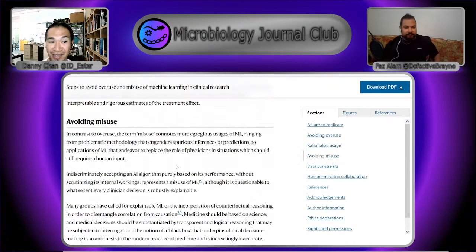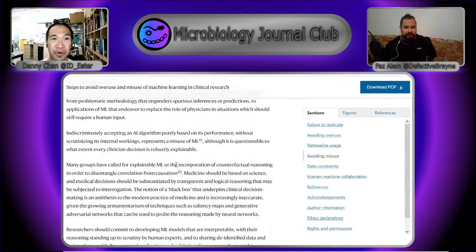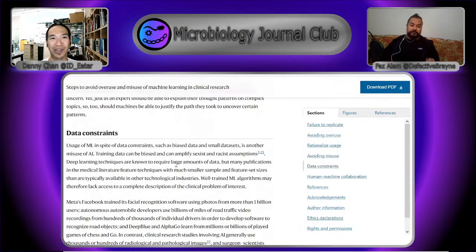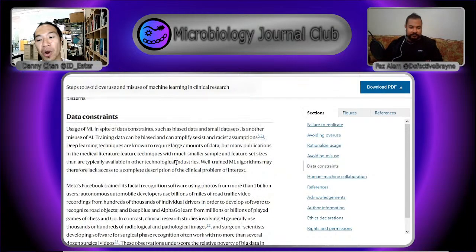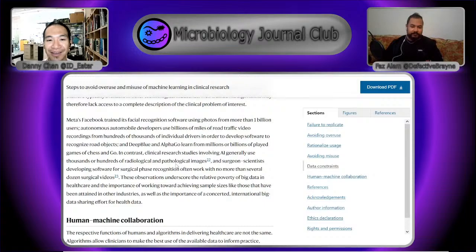So it's nice and short, actually. I think it's a really good overview, especially if people don't know a lot about machine learning, just to get a sense of what you might look for when you are reading something that has a claim associated with machine learning. How might you evaluate the strength of that claim? This commentary is really great for that.